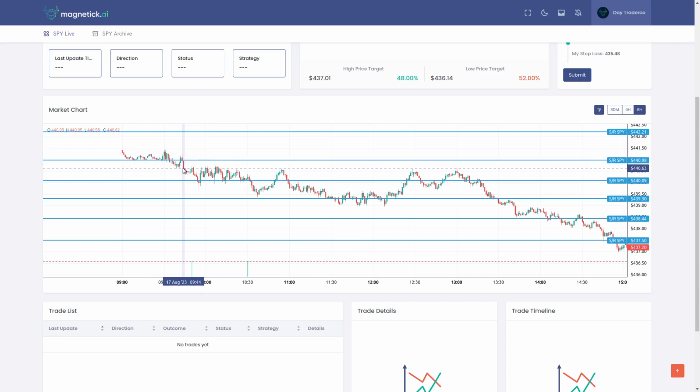If you were to go short here, there was almost no drawdown, and then you could ride this all the way down to the next level. So this was another good opportunity.